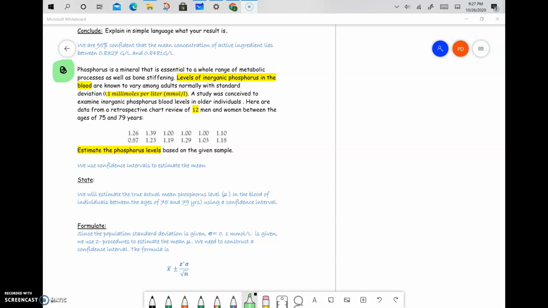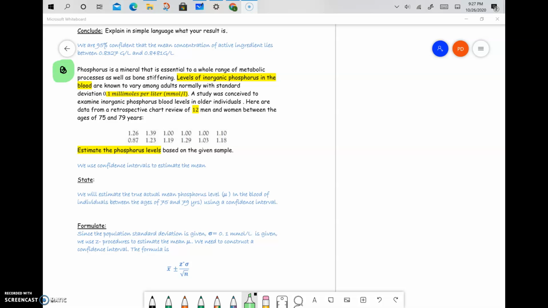So let's read question 3. Phosphorus is a mineral that is essential to a whole range of metabolic processes as well as bone stiffening. So what we are measuring in this problem is levels of inorganic phosphorus in the blood.